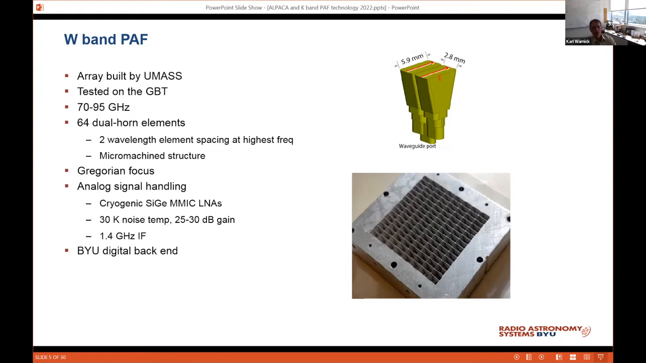64 elements, 8x8 array. You can see that each element was a dual horn, and that was designed to optimize the illumination pattern of each element in both orthogonal directions. Integrated in the feed were SiGe MMICs for the LNAs, custom chips, fairly good noise temperature, and then down converters to an L-band IF, and then my group provided the digital back end and the beamforming.